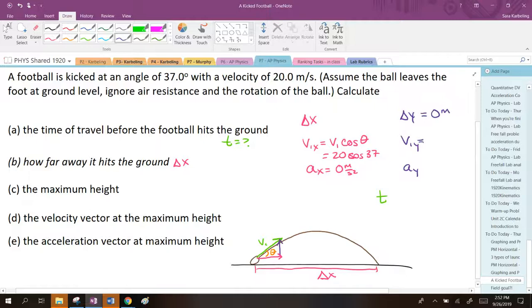VIY. Again, we're going to do just the sine now, right? Just that, what they call the component. So, oops, got excited. VI times the sine of theta. So that's 20 sine 37. What's the acceleration in the y direction? Just like always, right? Okay. We're going to use the y stuff to solve for time. That's question A. Use that time plugged into the x stuff to solve for the change in position in the x direction. Okay. Go ahead and set that up.